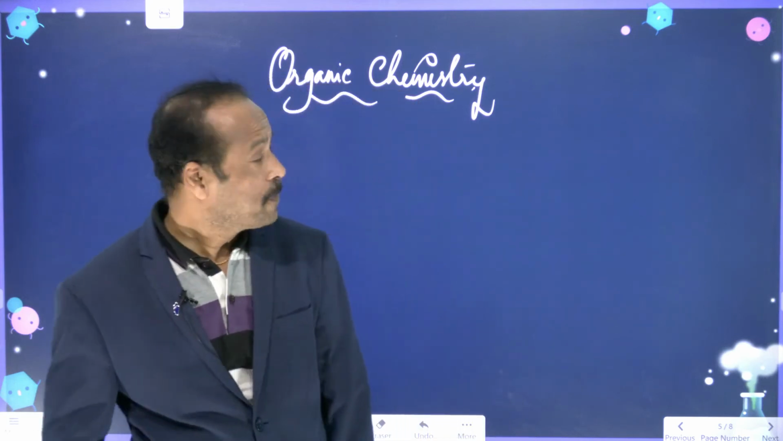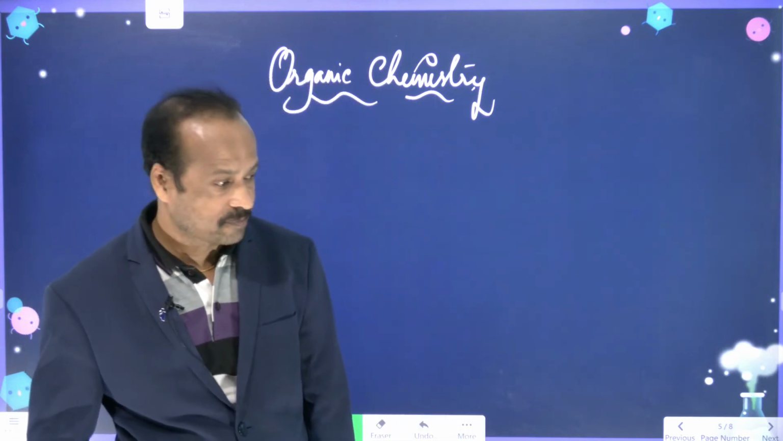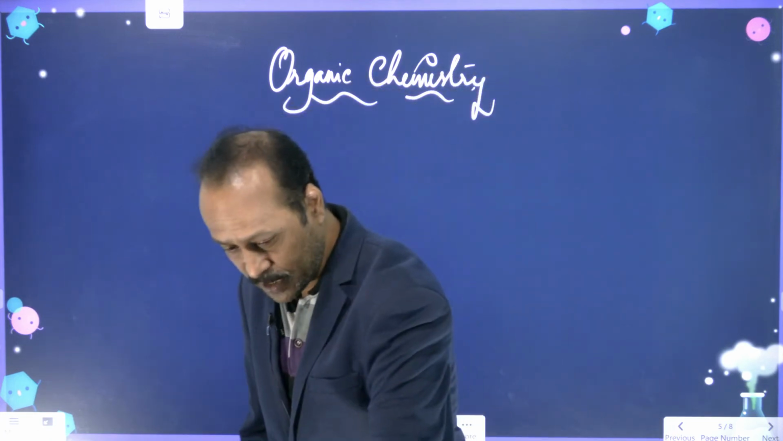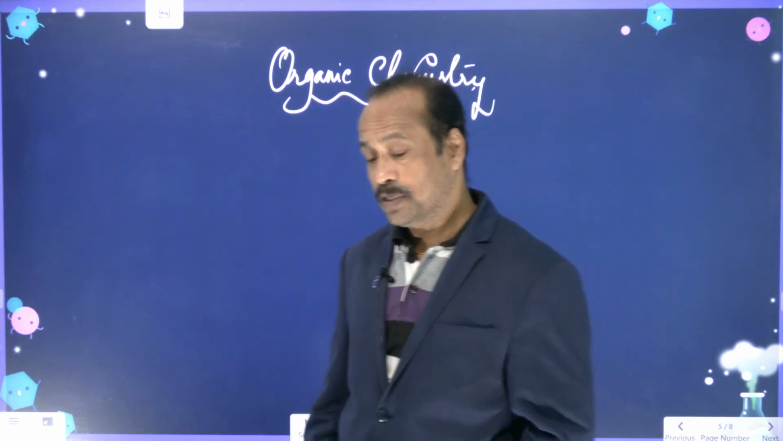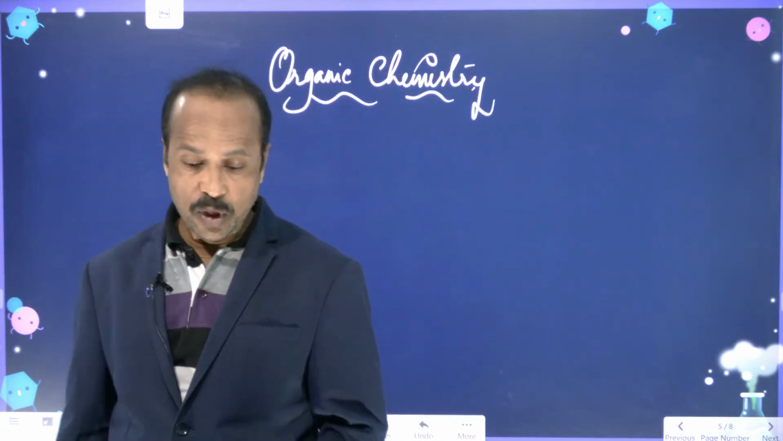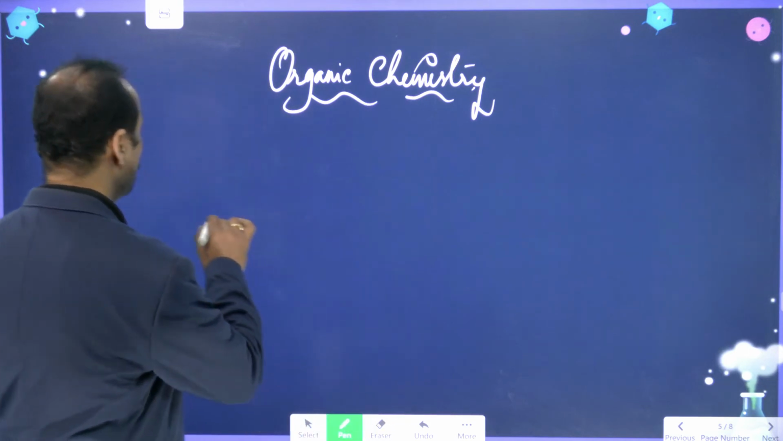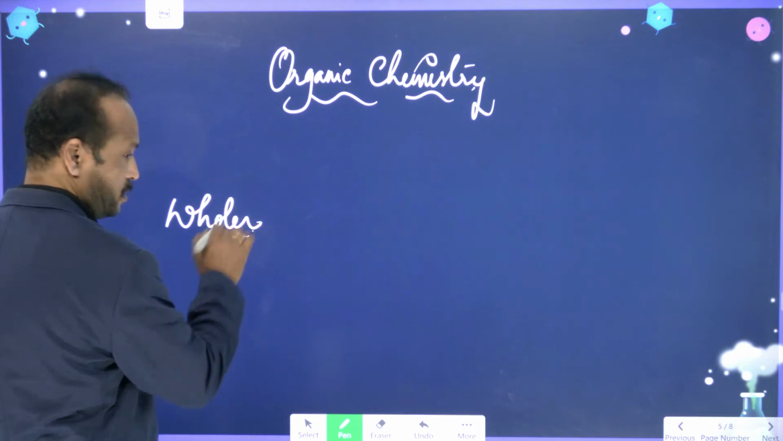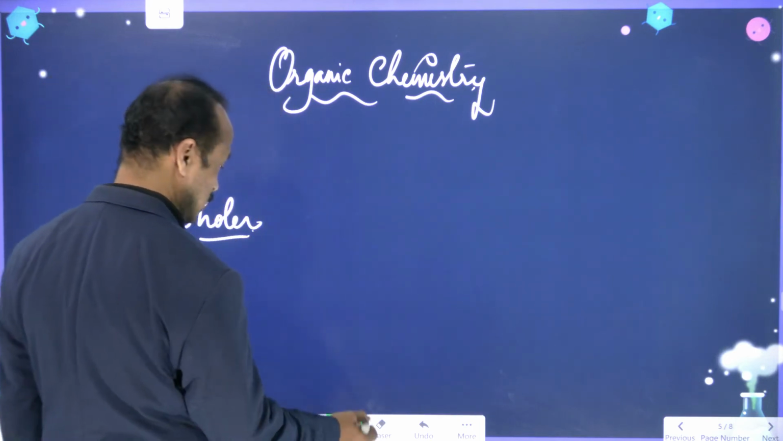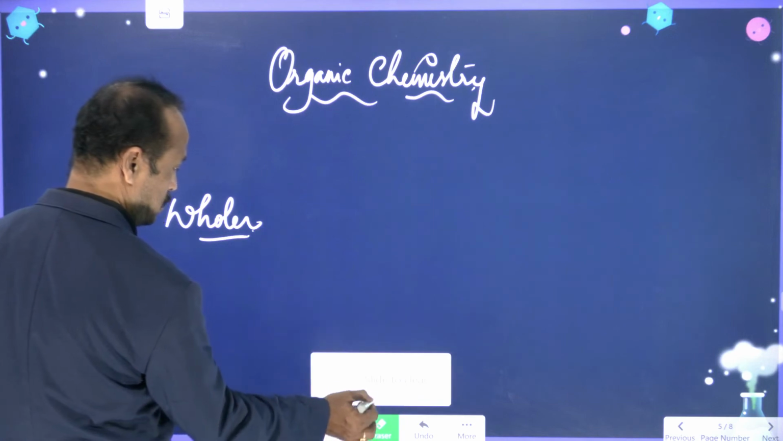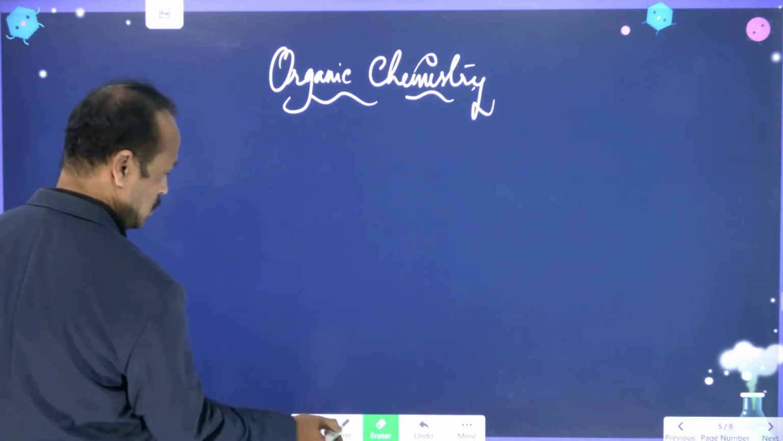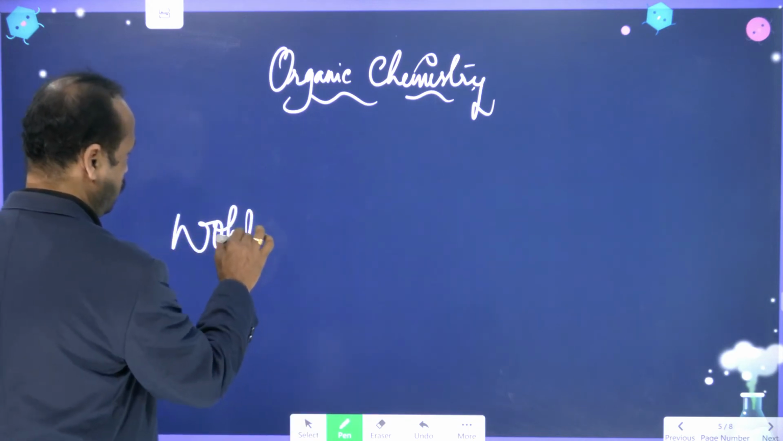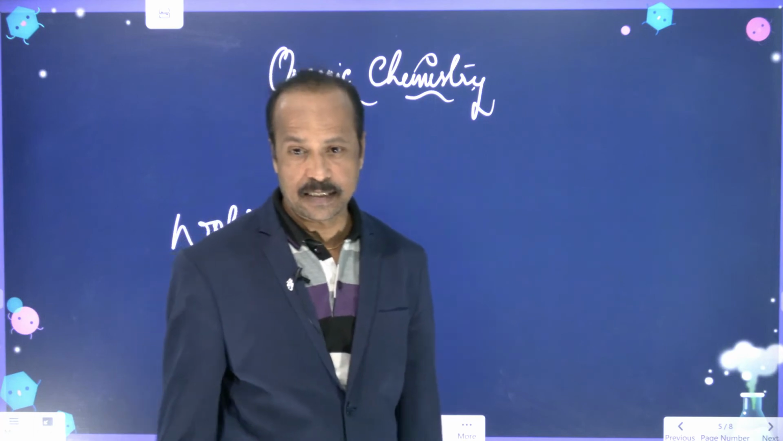But what happened in 1826, which year? 1826 means just 196 years back. There was another scientist called Wöhler. His name was Wöhler. Wöhler was a scientist.